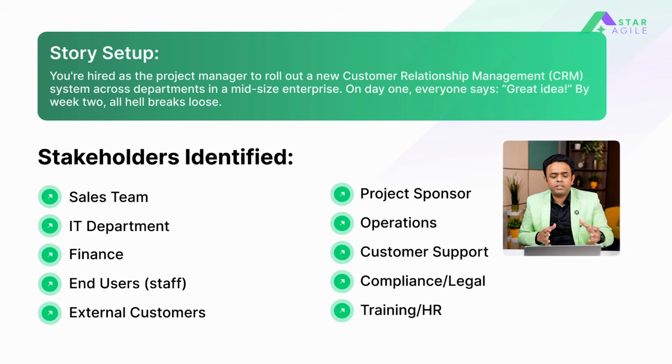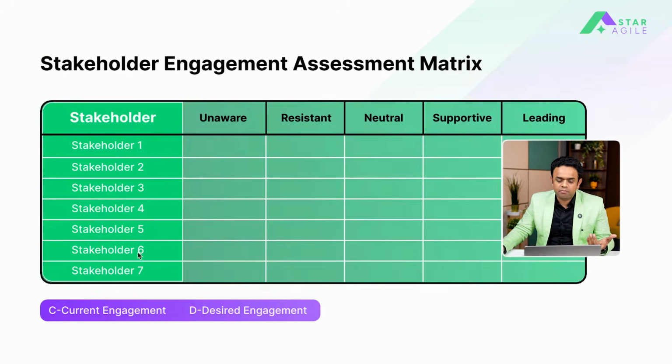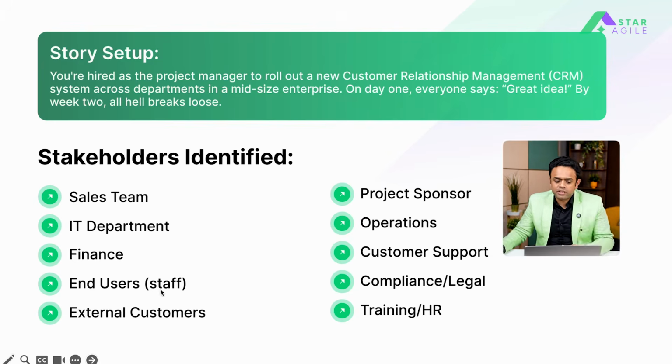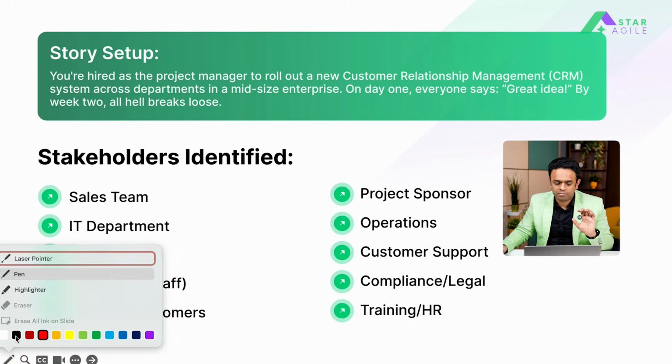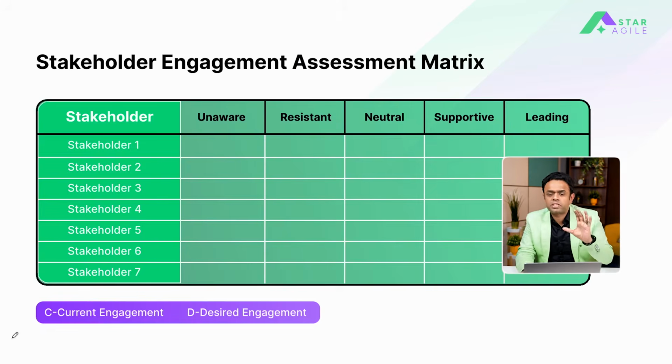Anyway, let us start with the key stakeholders identified. So we have the sales team, IT department, the finance team, then the end users, external customers, project sponsor, operations, customer support, legal or compliance team, and training or HR. These are the key stakeholders identified in this project. Now, let us try to position them initially when you started the project, where they are and how you want them to be. Just imagine.